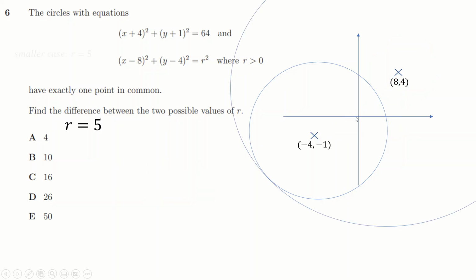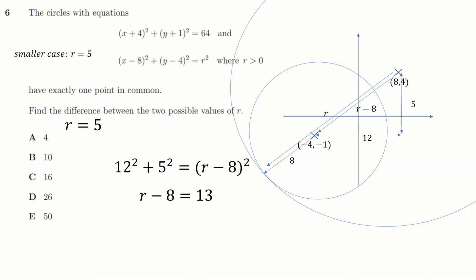What about the other case? Same kind of deal here, just the other way around. This whole distance is r, and you know the distance between the centers we just worked out is 13, or you could call it r minus 8, I guess. Yeah, sure. I mean, you can see what I'm doing. r is 21, and you just take away these two values and get 16.